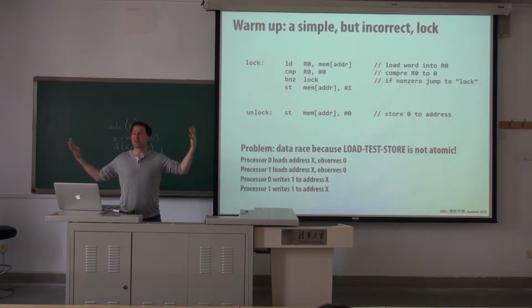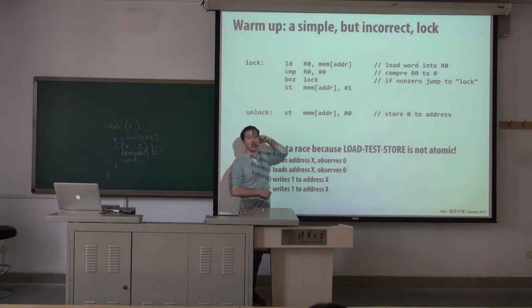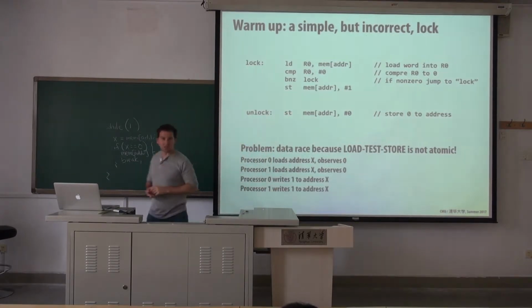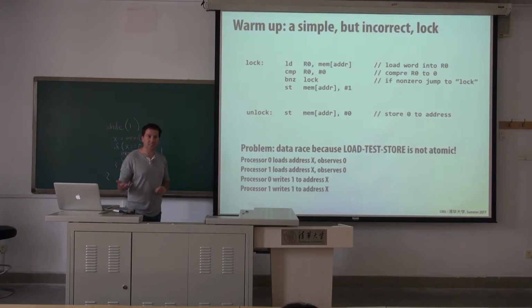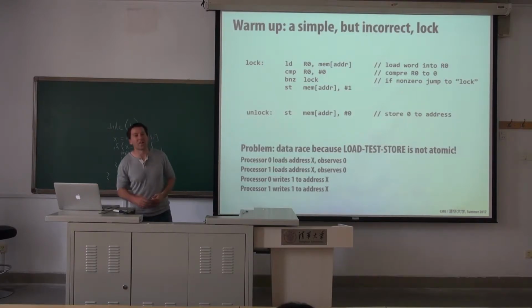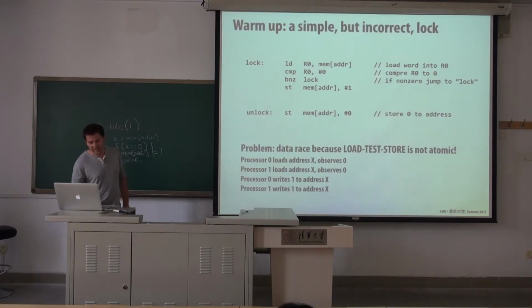So now I have 2 copies of 0. Both processors compare their value, R0, to 0, and they say, oh, the lock is free. And now they say, well, if the lock is free, I will take the lock, so I will store the value 1 into the memory address. And now 2 processors, or 2 threads, think that they have the lock. And so the lock is not correct, right? Because the point of the lock was to make sure that only 1 thread had the lock at the same time. Okay. So this is not correct code.